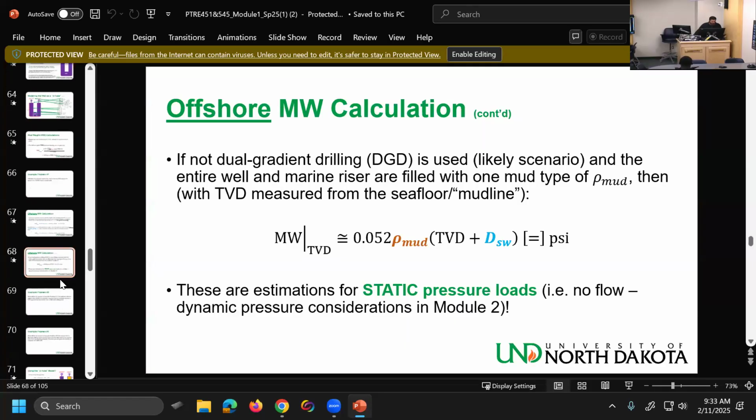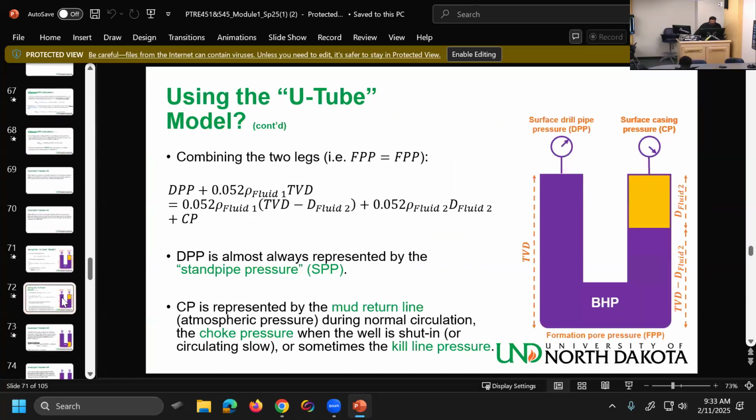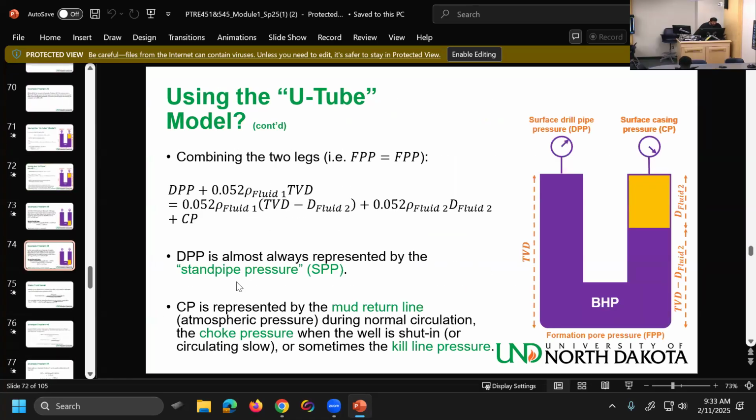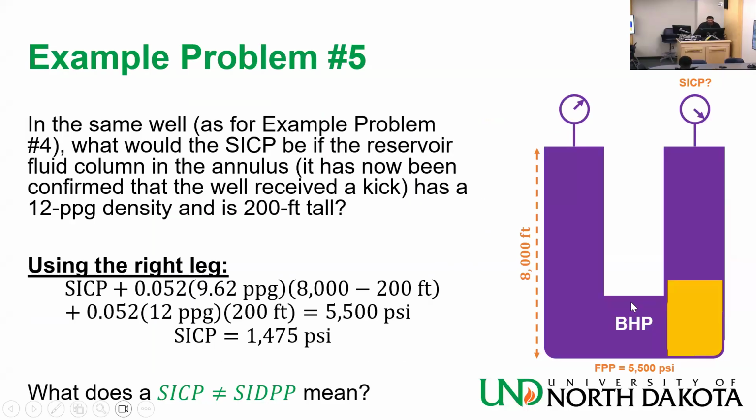Okay, we did MW calculations, we did the U-tube model, and we stopped. We saw what happens when you have two fluids on one of the legs of the U-tube model. The left leg indicates the inside of the drill pipe, inside the drill string, and the right leg indicates the annulus. And you have surface pressures at the top of both legs, and you have bottom hole pressure between the legs, and under the legs you have the formation pore pressure.